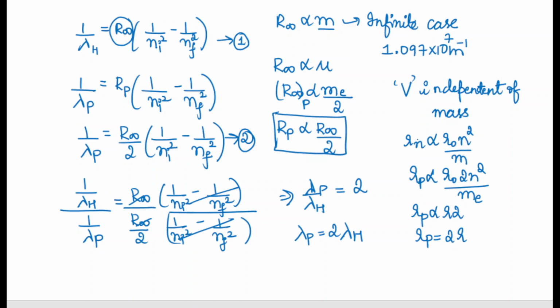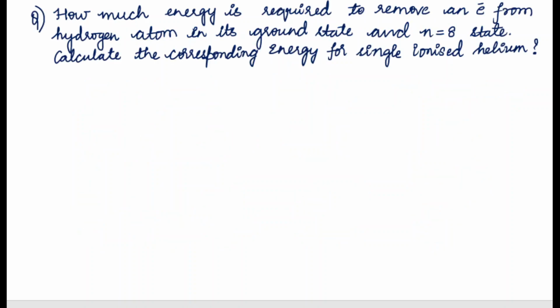We will move to the next question. What do we have in this question? Let us solve this question. How much energy is required to remove an electron from a hydrogen atom in its ground state and n equal to 8 state, and calculate the corresponding energy for singly ionized helium? Yes, let us solve this.